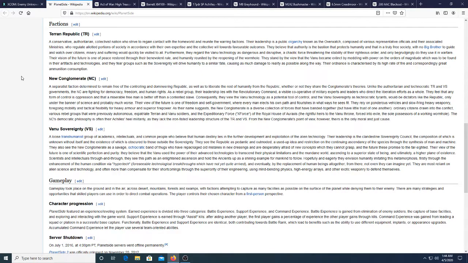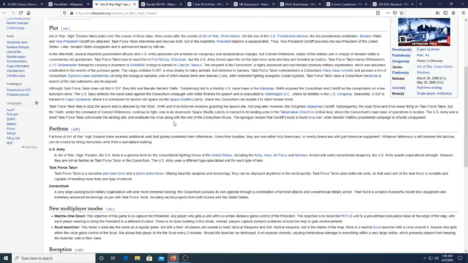So you can see that they've made a really good story between the three factions, right? You've got somebody that's trying to use the latest, and you've got somebody who's using old and reliable, right? Let's look at another example. This is Act of War.